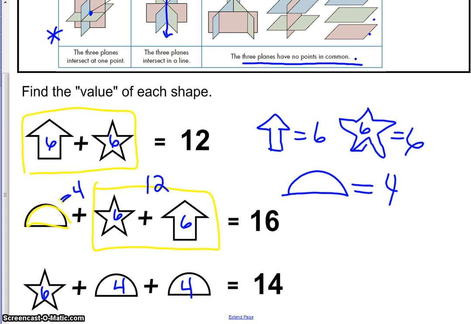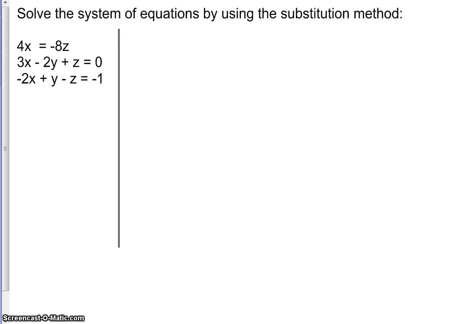Same sort of thing, but we're going to do it primarily with just numbers now. So 4x equals negative 8z. We know that 3x minus 2y plus z equals 0. And we know that negative 2x plus y minus z equals negative 1. This is going to take a little bit of logic. If 4x equals negative 8z, then logically x equals negative 2z. So wherever I have an x, I can replace it with a negative 2z.